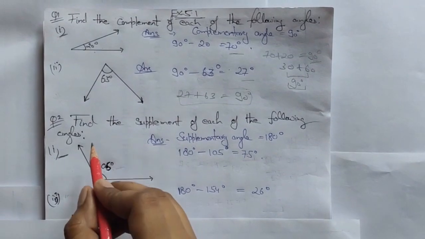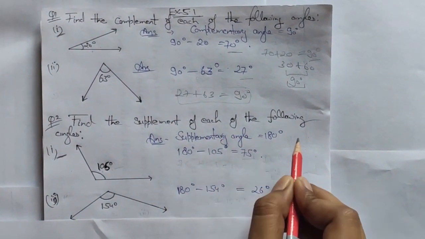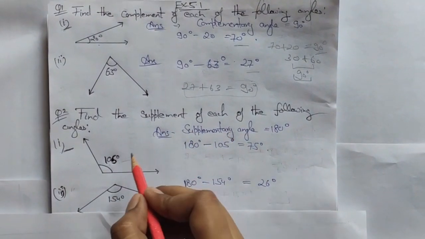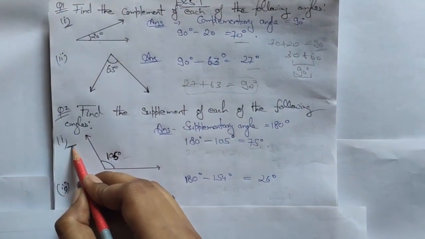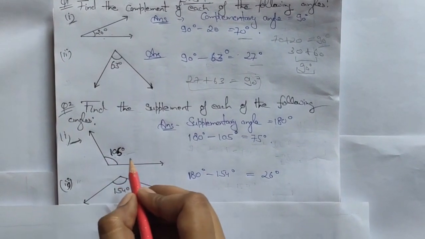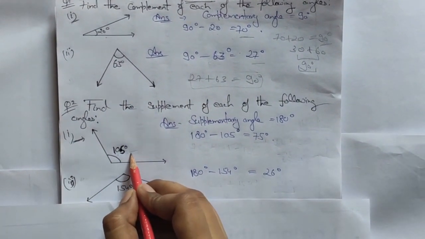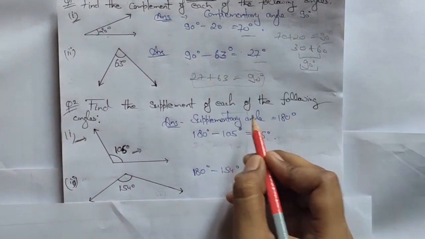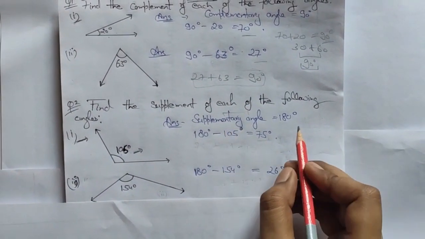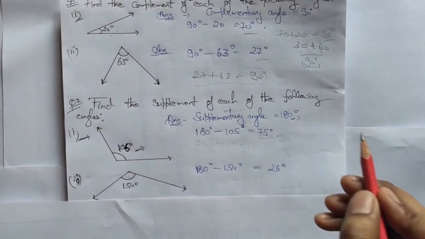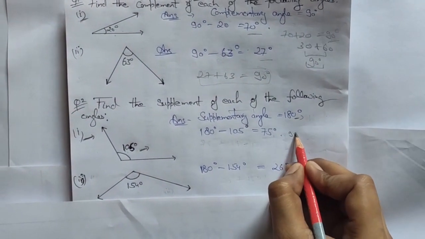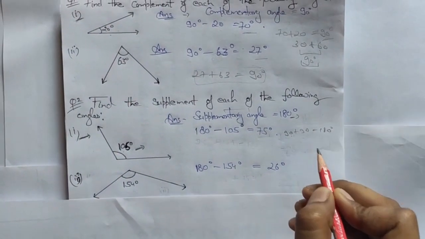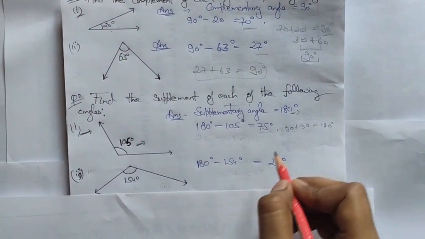Question number 2. Find the supplement of each of the following angles. In this question we have to find the supplement of these angles. The first part is to find the supplement of 105 degrees. As you already know, if the sum of two angles is 180 degrees, then they are called supplementary angles, like 90 plus 90 is equal to 180 degrees. Okay, so this is called a supplementary angle.